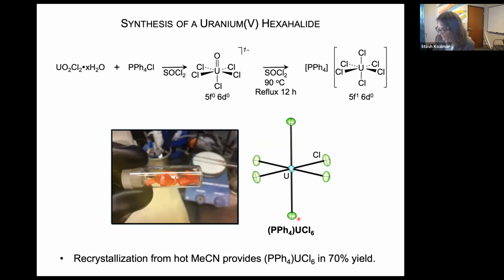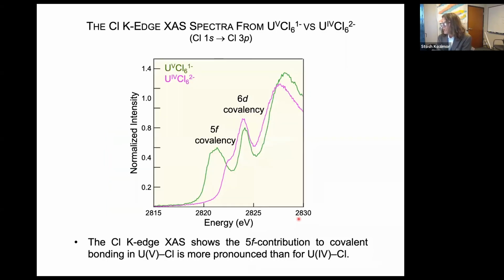Same geometry. Here's a comparison of the two spectra, and what you notice is that this D peak is a little bit lower in intensity, and this F peak is huge. That suggests a lot of covalency in the uranium-5 chlorine interaction that's not present in the uranium-4 chlorine interaction. I'll show you another example.